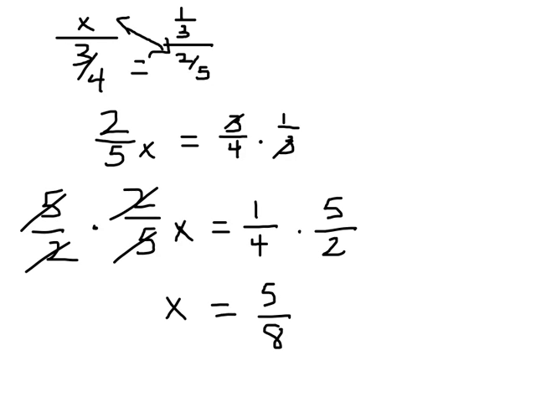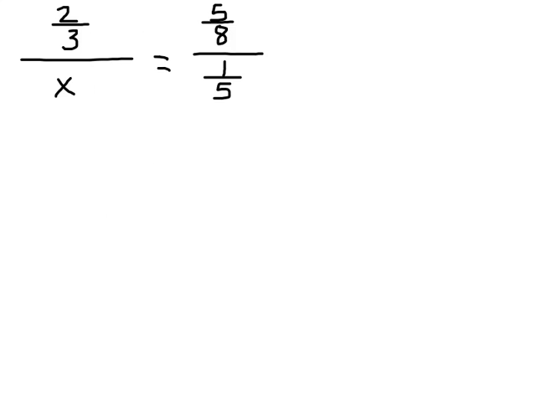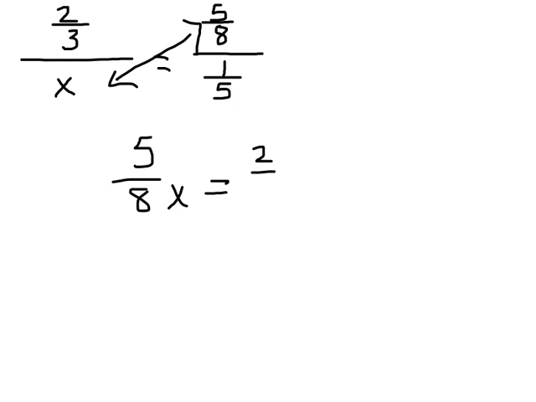Isn't that simple? This is going to be fun, guys. This is going to be so much more fun than some other things that we've done. All right, again, we're going to cross cancel. 5 eighths times x is 5 eighths x equals 2 thirds times 1 fifth. And I want you to make sure to write it out like this, okay?